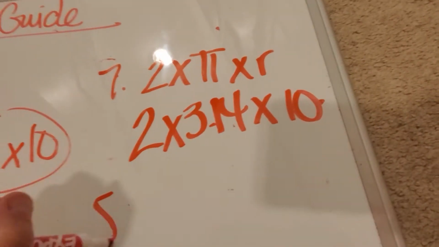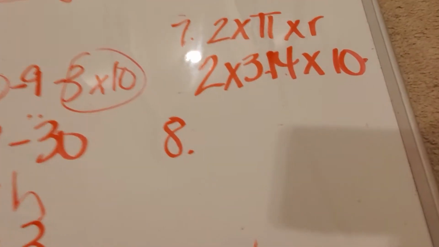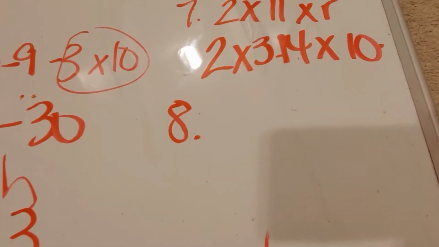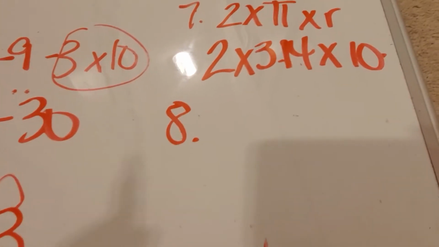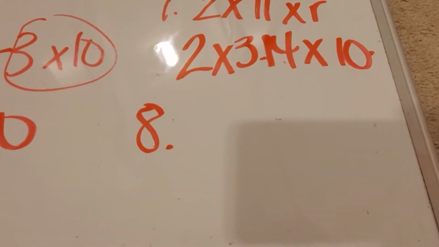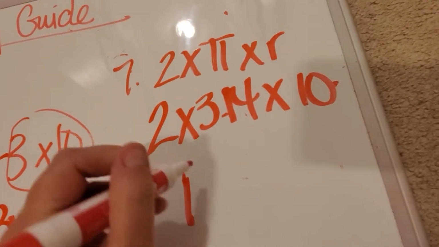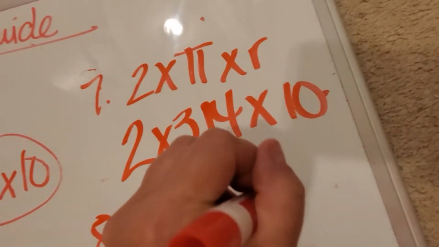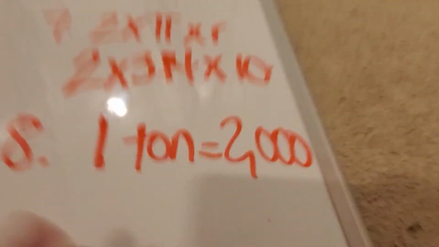But remember, multiplication is reciprocal, so technically you could do that any way. You could multiply it left to right, multiply the first two, the second two, as long as you multiply the three numbers. Number 8, 2 tons is how many pounds? Well, 1 ton is 2,000 pounds. So how many pounds would 2,000 be? Okay.